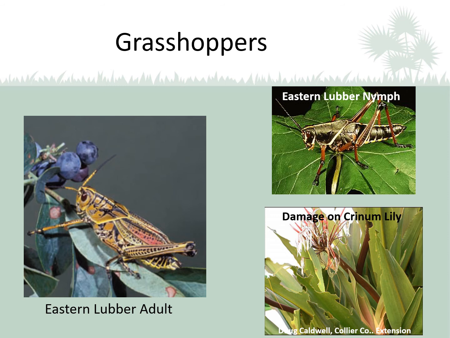In the early nymphal stage, where they're black and orange, they do move pretty fast. They can jump, but as they become larger and larger, they tend not to do much jumping. They just eat. And you can see them on plants like the eastern crinum lily, Suriname cherries, and so forth and so on.